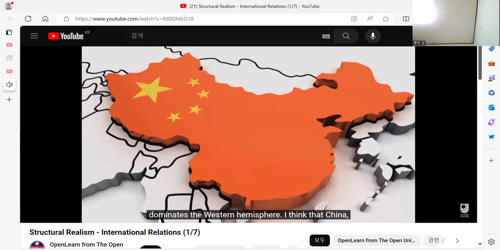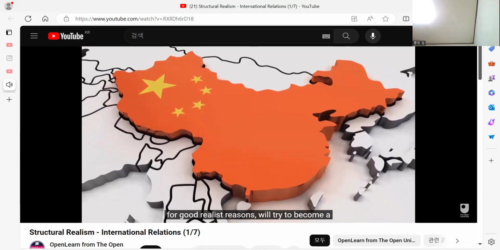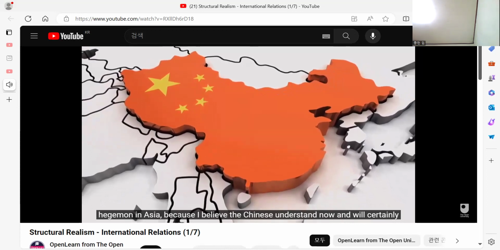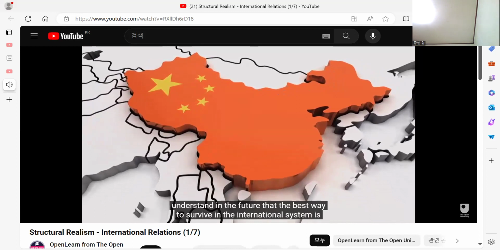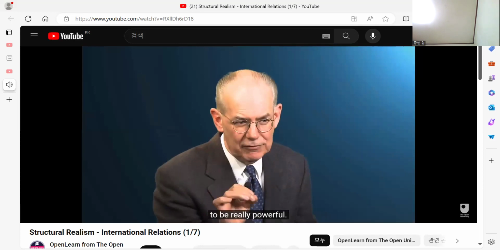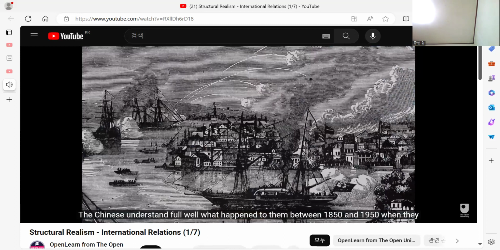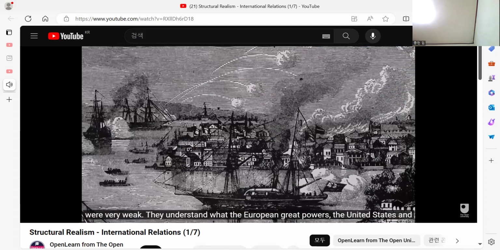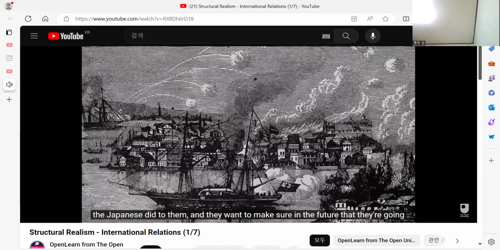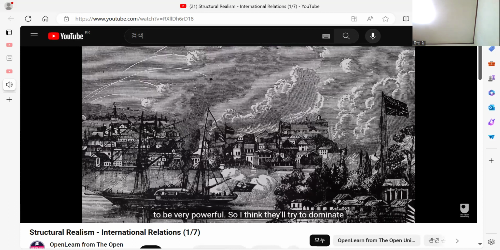I think that China, for good realist reasons, will try to become a hegemon in Asia, because I believe the Chinese understand now, and will certainly understand in the future, that the best way to survive in the international system is to be really powerful. The Chinese understand full well what happened to them between 1850 and 1950 when they were very weak. They understand what the European great powers, the United States and the Japanese, did to them. And they want to make sure in the future that they're going to be very powerful. So I think they'll try to dominate Asia.